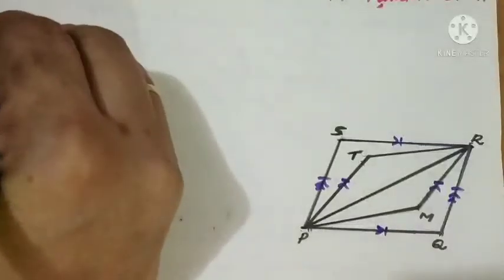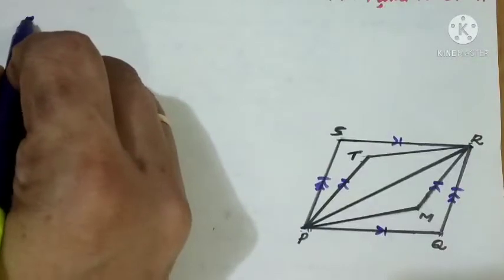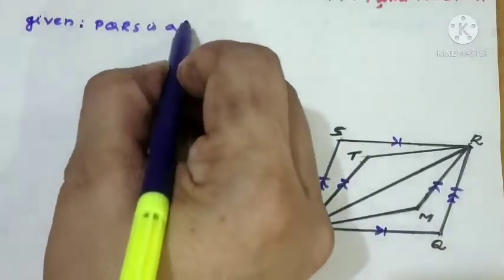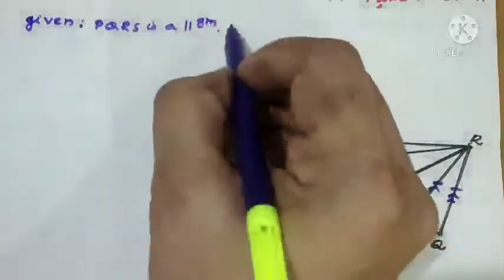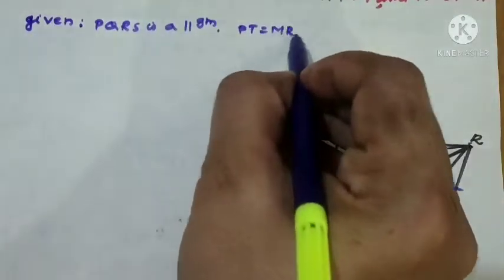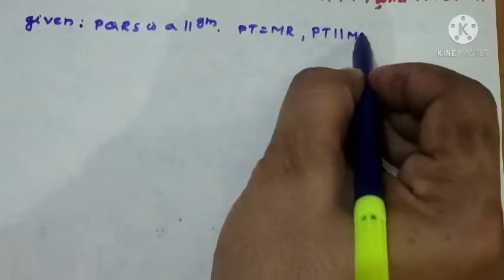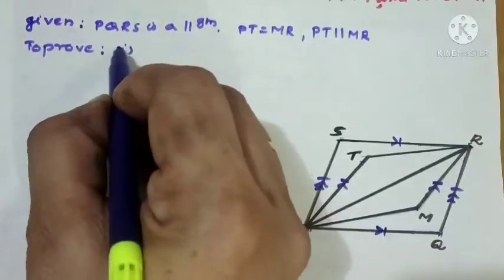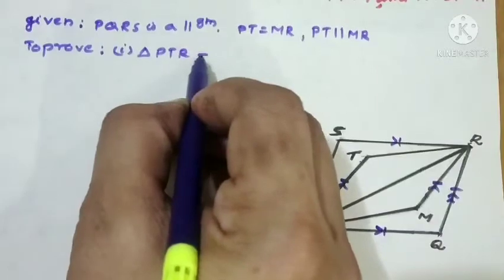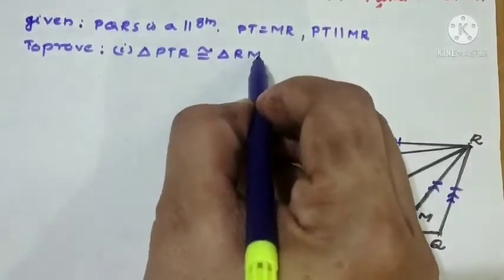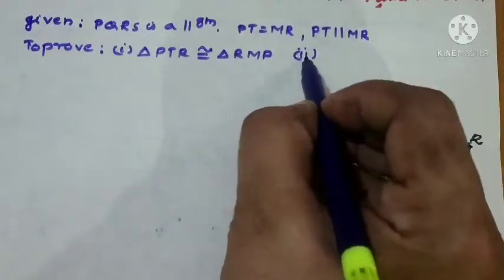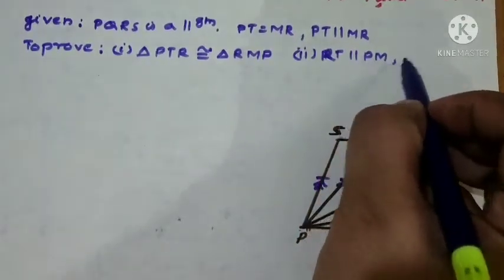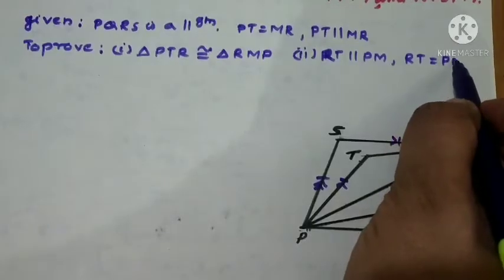Now it is clear to you after seeing the diagram. So what is given? PQRS is a parallelogram, and also PT equals MR, PT parallel to MR. To prove, two criteria: we have to prove that triangle PTR is congruent to triangle RMP, and the second one, RT parallel to PM, RT equals PM.